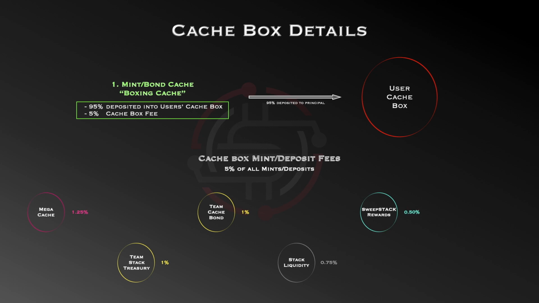Also, we'll have 0.5% of all bonds going to our sweep stack rewards pool. And last but not least, another 0.5% of all the Cashbox deposits will go into the regulator, whose primary goal is to help pay off Cashbox rewards. So once users have 95% of their deposit amount in their user Cashbox, they'll be earning rewards at 0.5% per day, or earning 200% of their deposit amount approximately every 400 days.